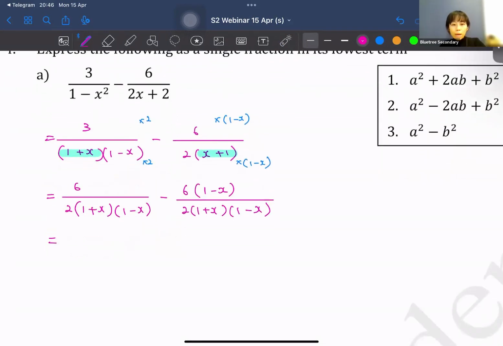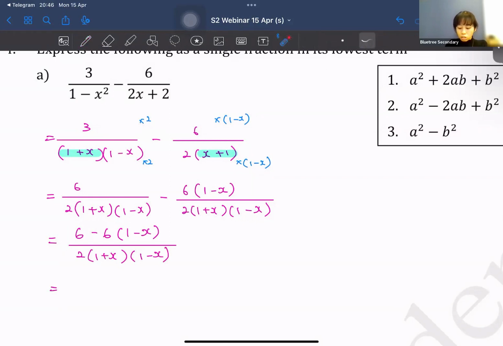I wouldn't recommend you to expand and then combine, because students tend to make mistakes when they bring this negative sign up into the numerator. So I will advise you to combine the numerators first, and then you expand. So from here, it's just your expansion and your simplification.